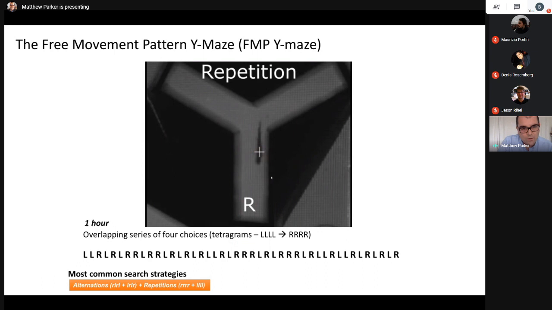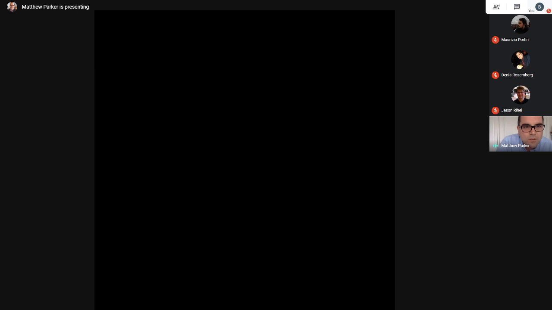If I can. So what we do is we look at the way that the animals swim around within the maze. I'm having some computer issues here because I'm not actually able to see my cursor for some reason. Just give me a moment.